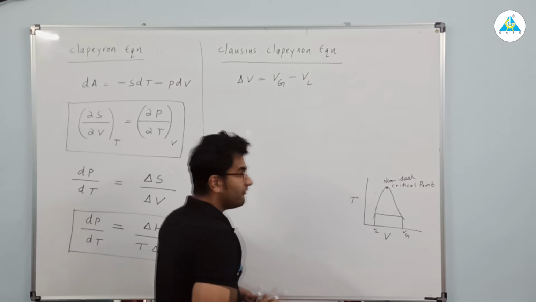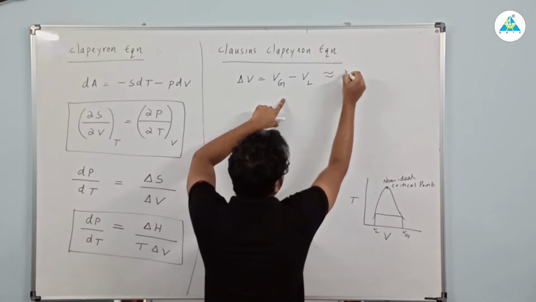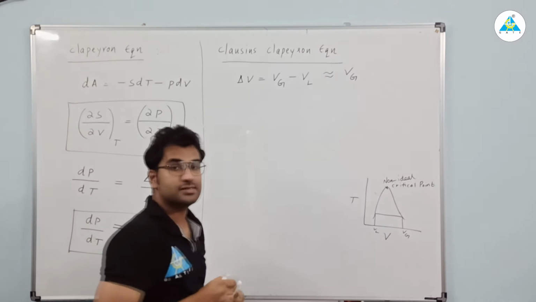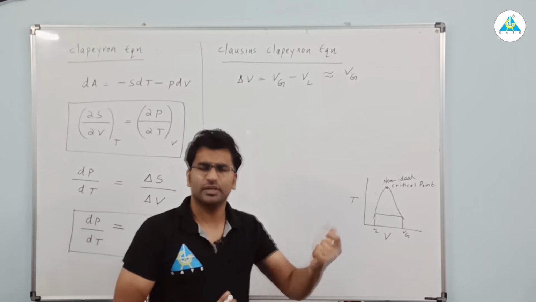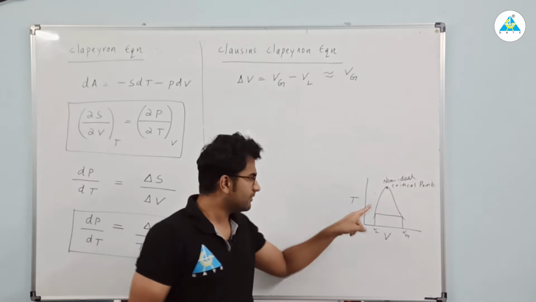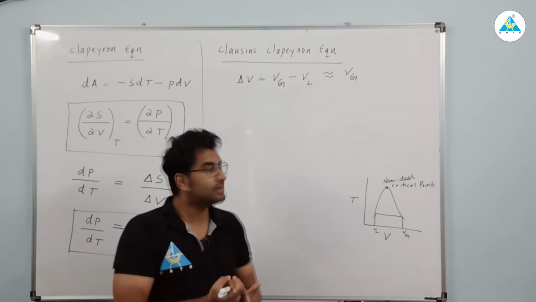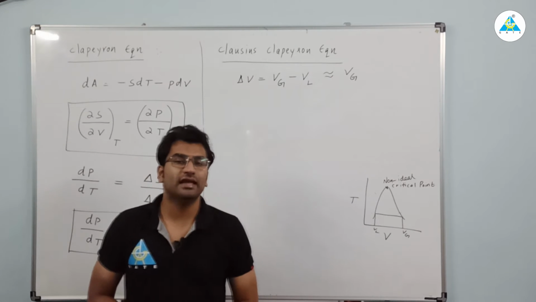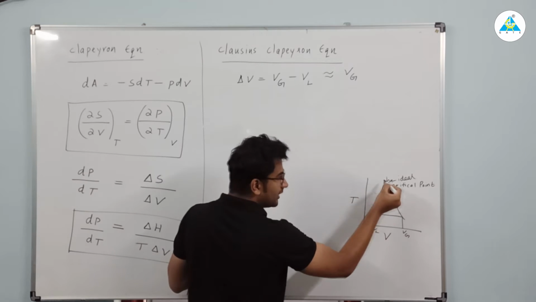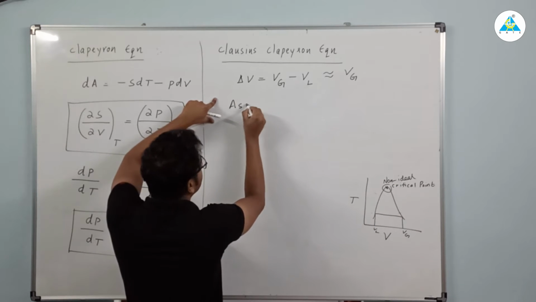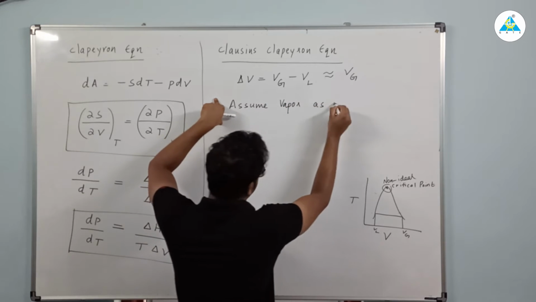So if it is not near the critical point, this Vg minus Vl, we can approximate it as what? Volume of gas, because the vapor's volume will be very, very high compared to the liquid volume. Simple, right? Because you can see this value will be very, very low compared to Vg. So by taking that assumption, we can substitute delta V as Vg. And since it is not near the critical point, assume vapor as ideal.